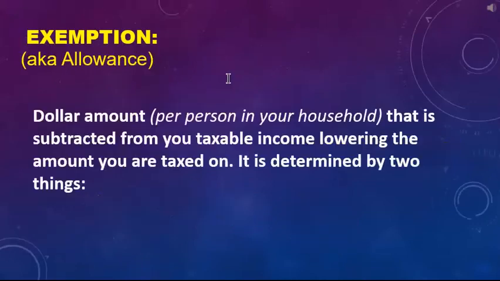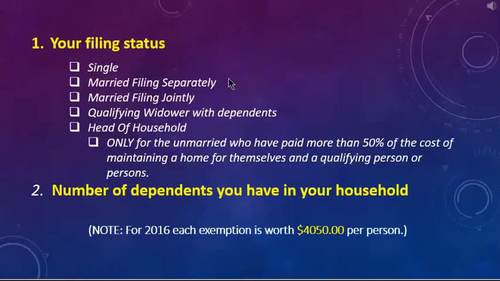Let's start off with exemptions. Exemptions, also known as allowances, are dollar amounts per person in your household, get this, that you are allowed to subtract from your taxable income, lowering the amount you're taxed on. It is determined by 2 things.